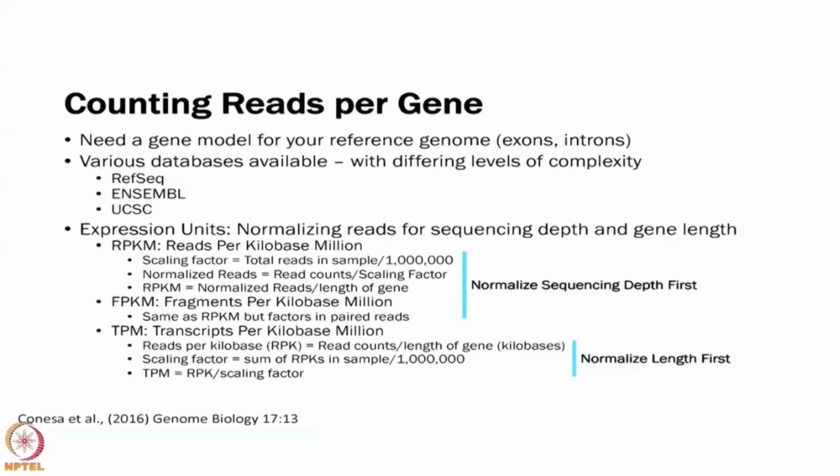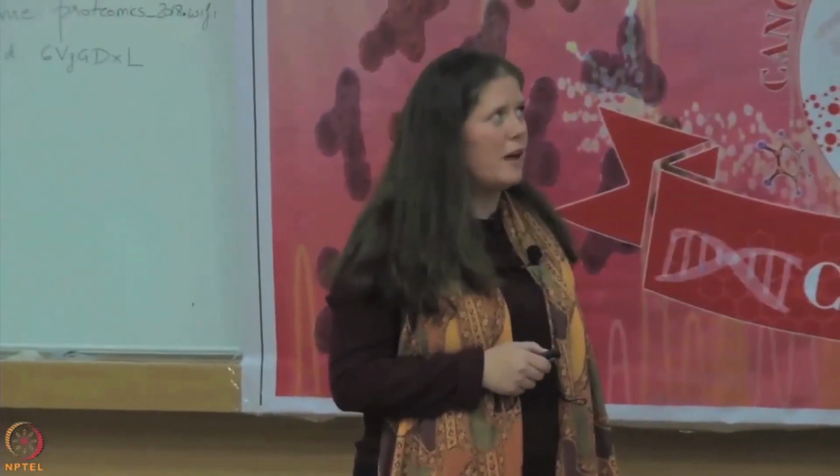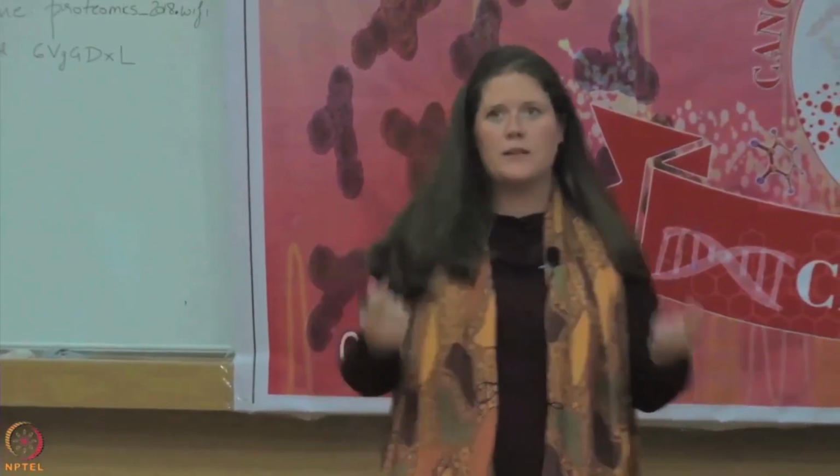So there's RPKM, which is reads per kilobase million. There's FPKM, which is fragments per kilobase million. So these are similar. The FPKM is typically used for paired end reads versus the RPKM. Back to expression units. As I mentioned, there are several ways that people will express the reads. So you have to normalize the reads.